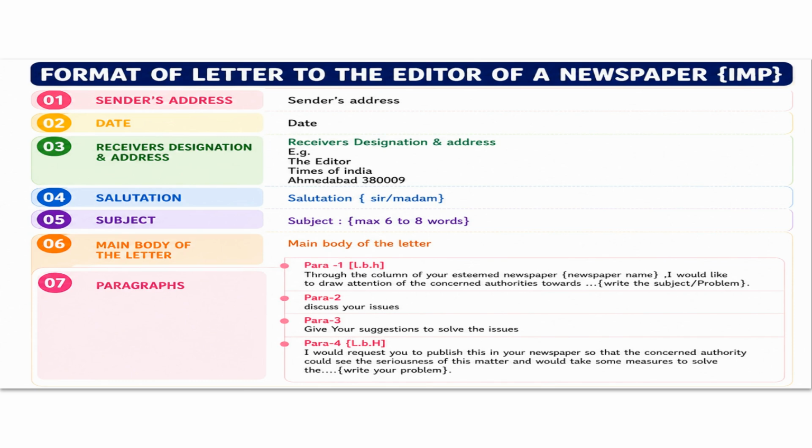In paragraph number 4 you have to request the editor to publish your letter in the newspaper. Why? So that the concerned authority could see the seriousness of this matter. Obviously, when this letter is printed in the newspaper, your concerned authority could see the seriousness and would take some measures as soon as possible. So you have to request the editor to kindly publish this letter in his newspaper so that the concerned authority could see the seriousness and would take some measures to solve the problem.